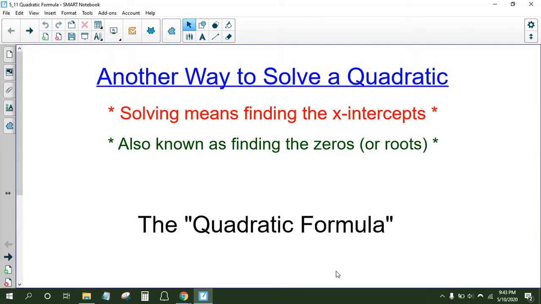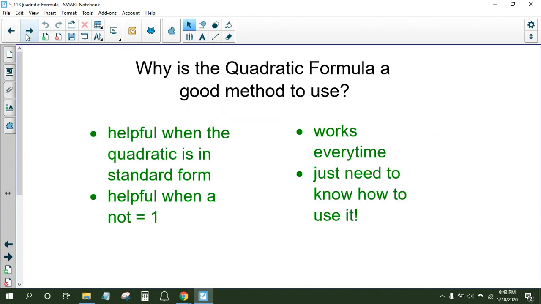Hello, Mustangs. Today we are going to be learning another way to solve a quadratic equation. Remember, solving a quadratic equation just means that we're finding the x-intercepts, also known as finding the zeros or the roots, we call them. And that method that we're going to learn today is called the quadratic formula. So let's jump right in.